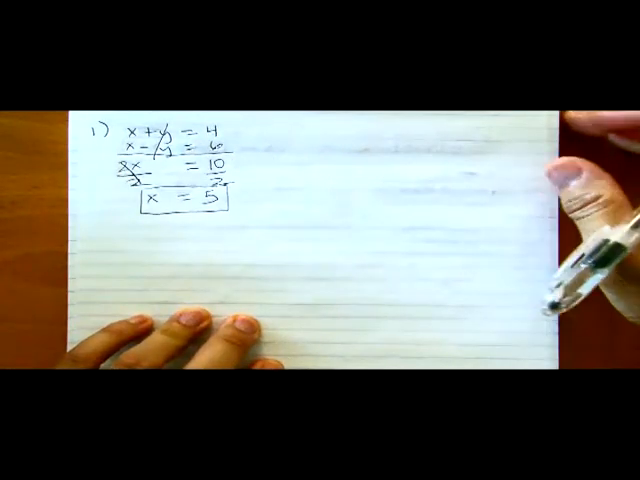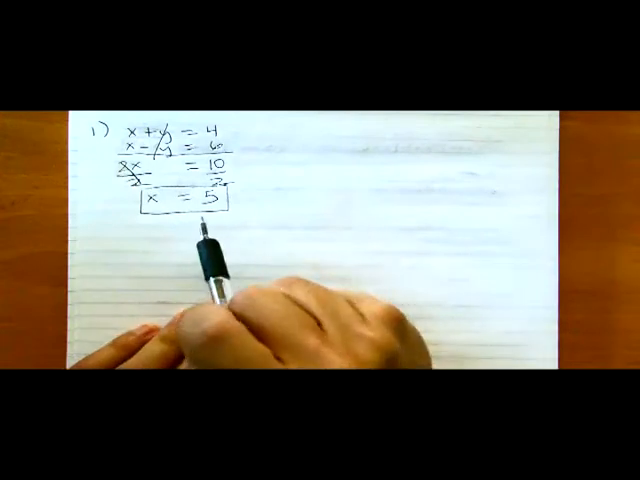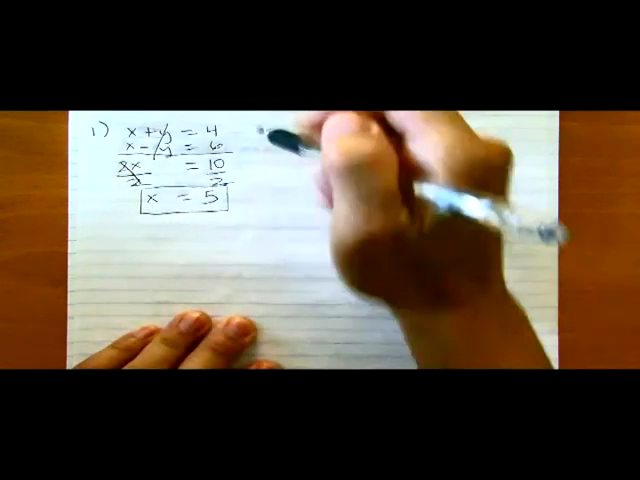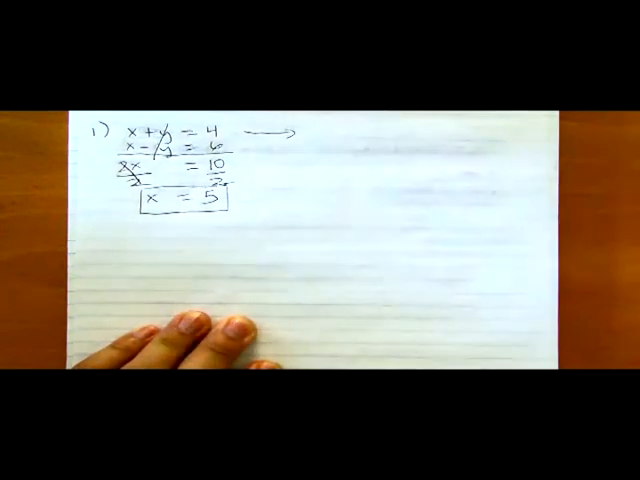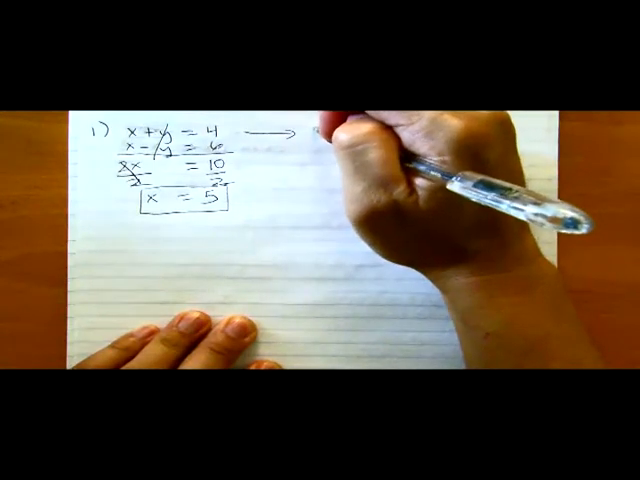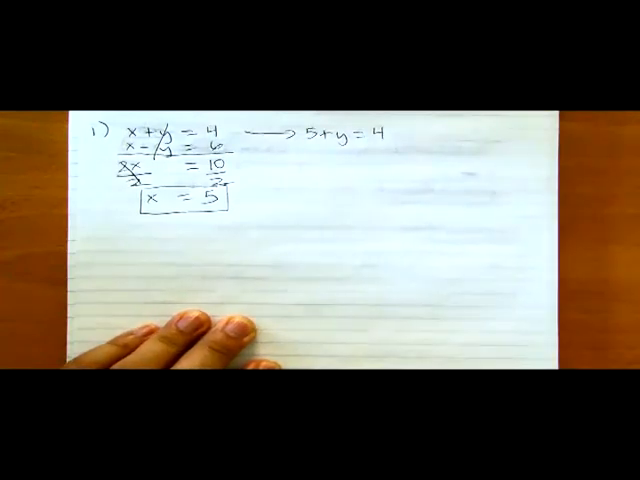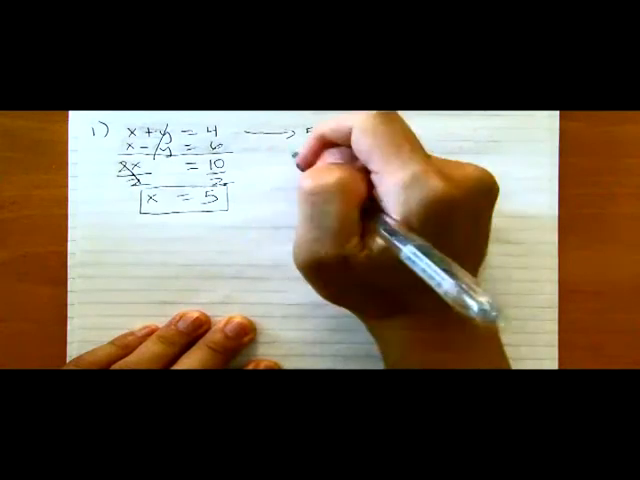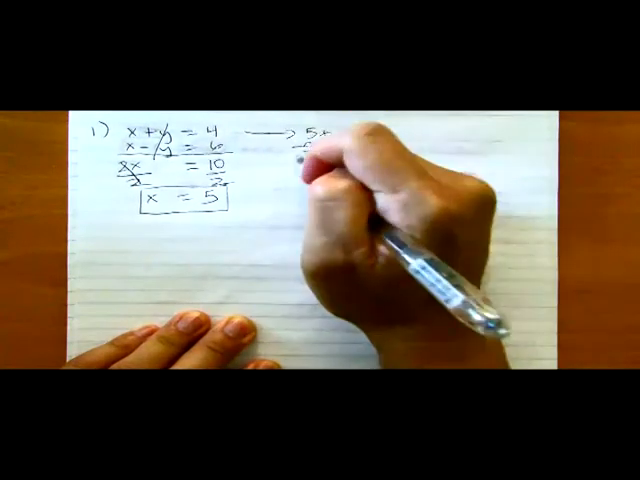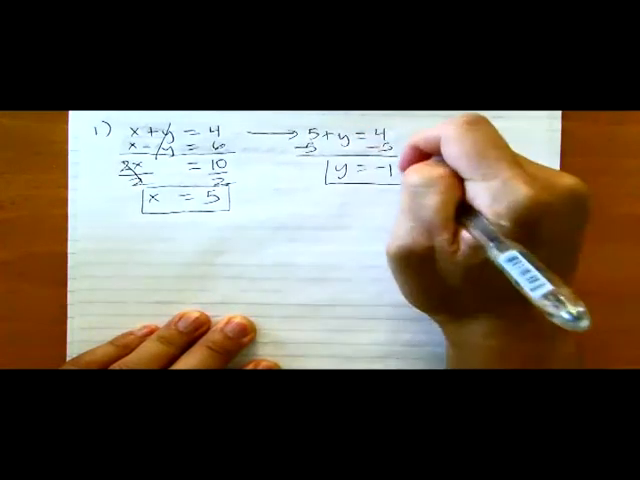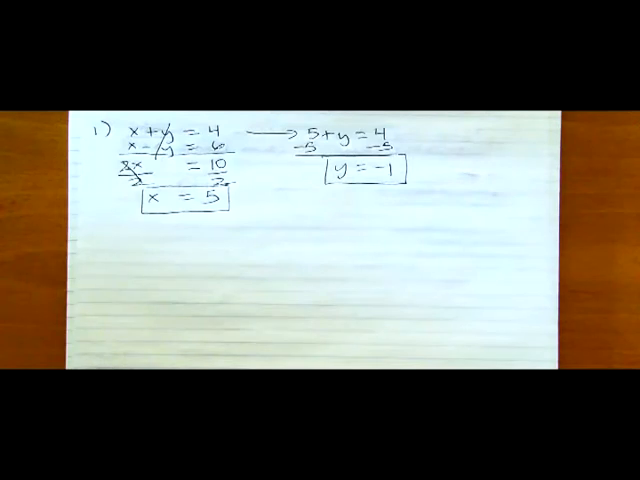Now that we know what x is, we take that answer, put it back into one of the original equations in place of x, and then we solve for y. So I'm going to take the first equation. In place of x, I'm going to put the 5, plus y equals 4. And now we get y by itself. We need to get rid of the 5. So I'm going to subtract 5 on both sides. y equals -1. And there you go. That is our solution.